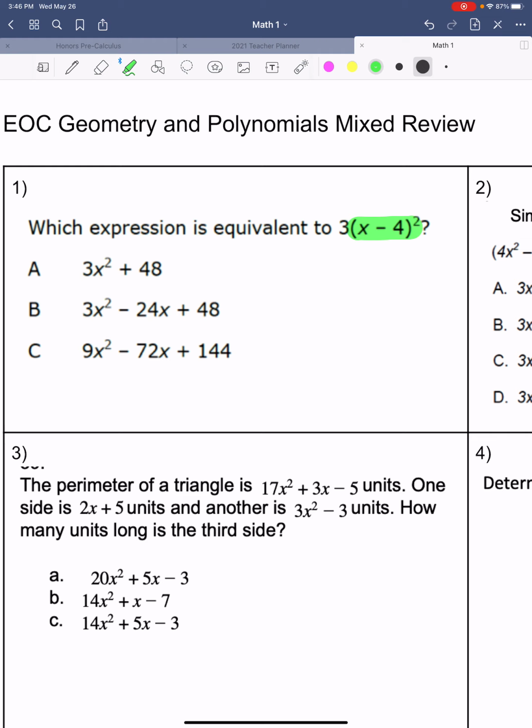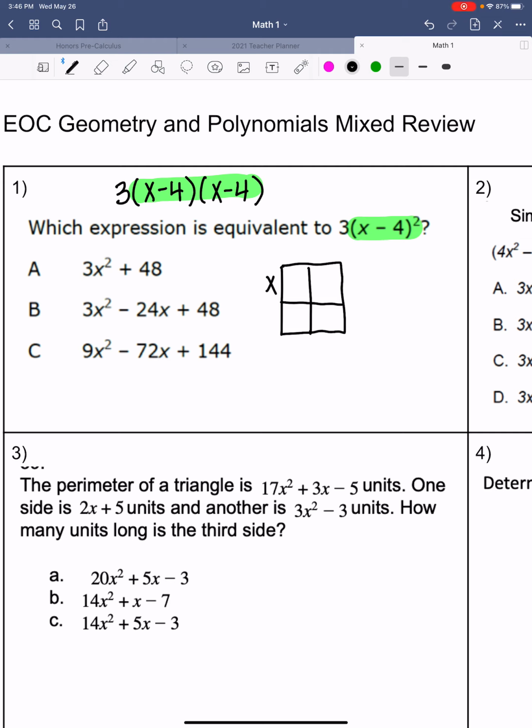All right, number 1, it says which expression is equivalent to 3 times (x minus 4) squared? So when we look at this problem, I'm going to focus on the parentheses first. That squared means that we're going to write the parentheses twice. When I write the parentheses twice, that means I'm going to multiply those two parentheses together. So we're going to use the box method just like we've done previously.